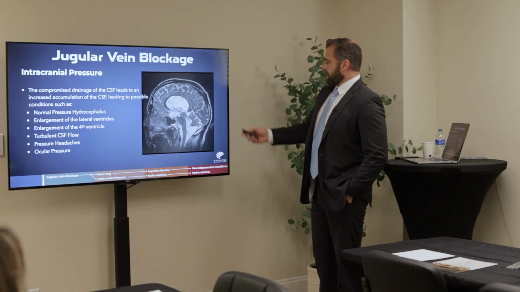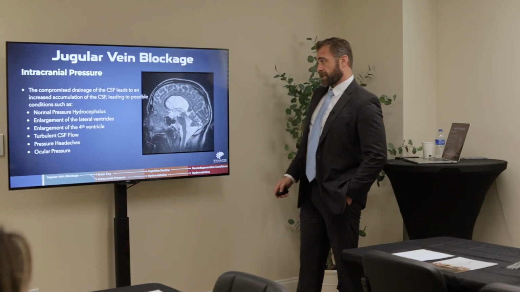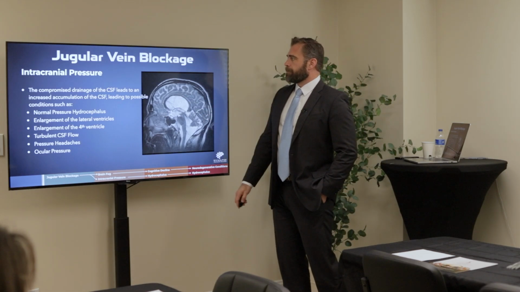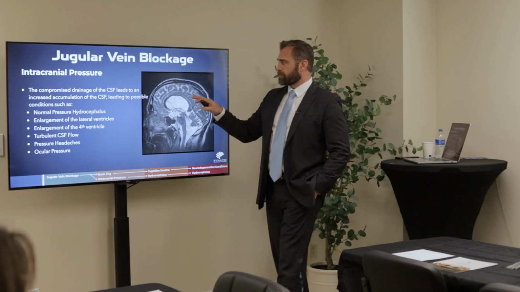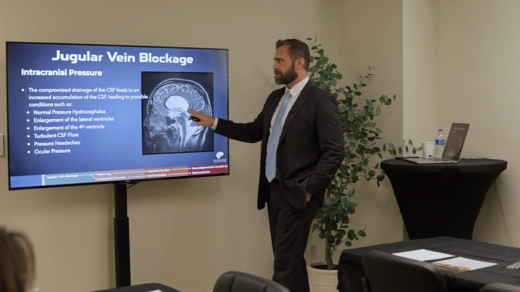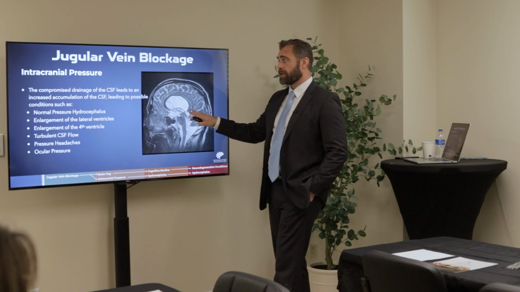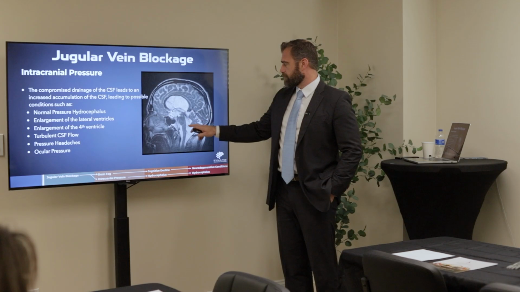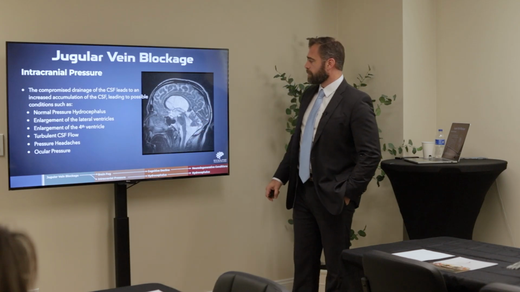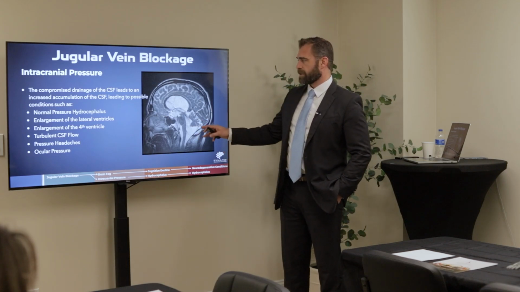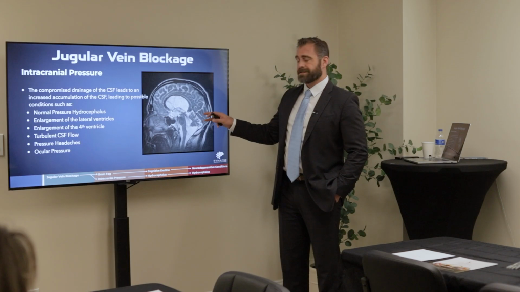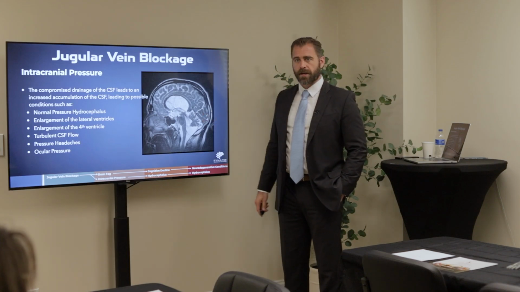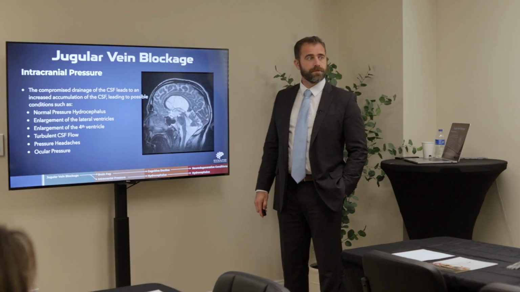So here's one example of hydrocephalus, pretty significant hydrocephalus. Compromised drainage of the cerebrospinal fluid leads to an increased accumulation of the cerebrospinal fluid, leading to possible conditions such as normal pressure hydrocephalus, enlargement of the lateral ventricles like you see here, enlargement of the fourth ventricle, which you do see here as well, turbulent CSF flow, which is definitely going to be present in this case, pressure, headaches, and ocular pressure, which is pressure behind the eyes. These are the common symptoms. Okay.